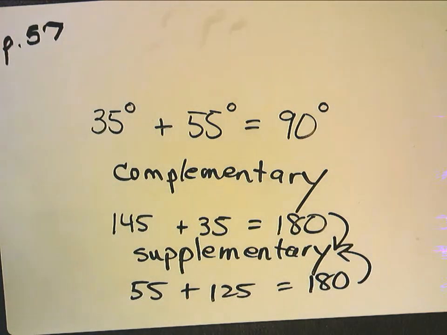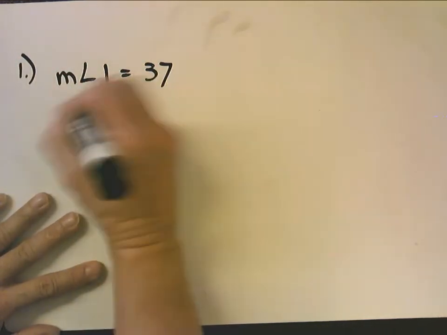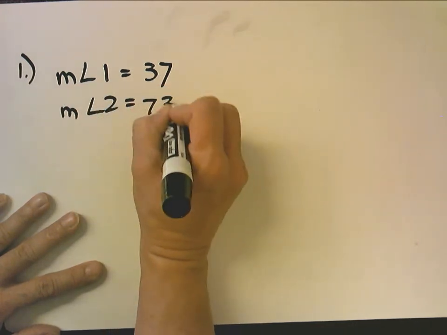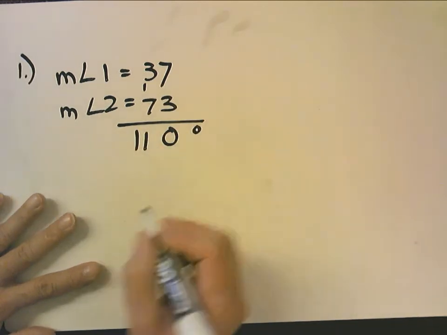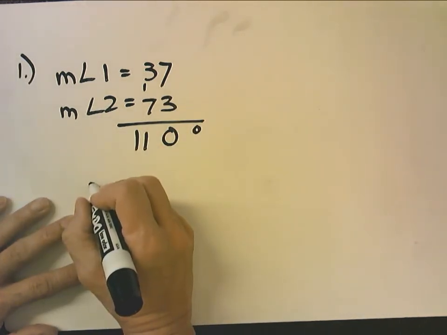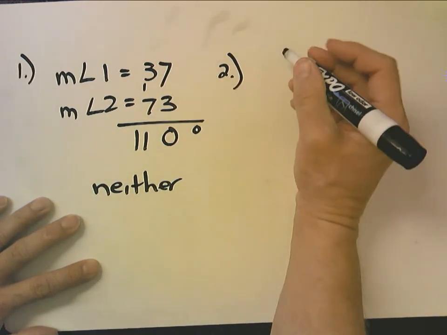Okay? Now, let's turn to page 58, and I want everyone to try checkpoint 1, 2, and 3. Okay? You try it on your own, and when you're done, start the tape back up and see if you got it correct. Okay. So number 1, the measure of angle 1 is 37. The measure of angle 2 is 73. I'm going to add them together, and this adds up to 110 degrees. Well, it's not complementary, it's not supplementary. This must be neither, because there was nothing that talked about two angles that added up to 110.